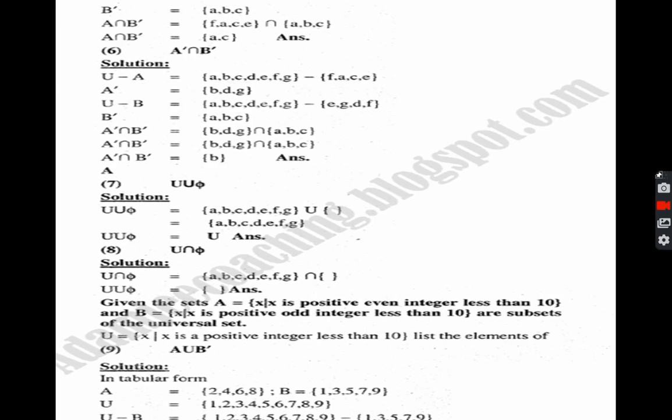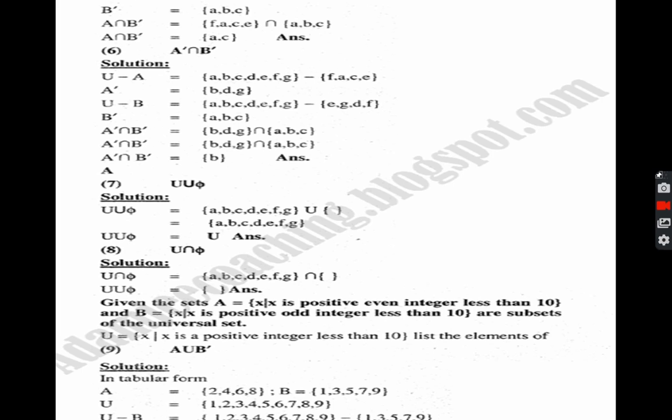So now we find the value of A complement and B complement. So now we are intersecting both values. So A complement intersecting B complement, and the answer of A complement is BDG intersect ABC. So the answer of A complement intersect B complement is B. This is our answer.